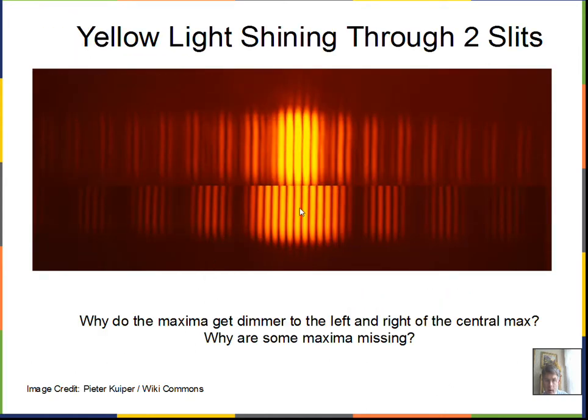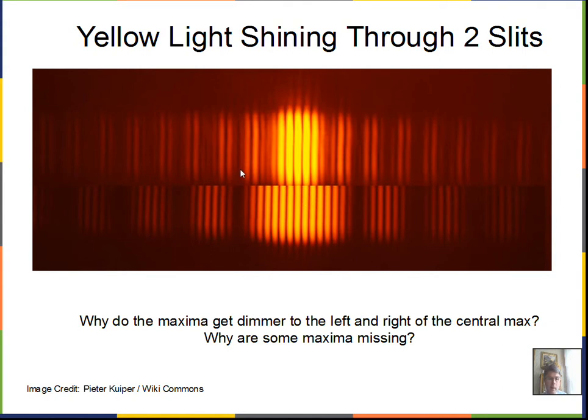So here's yellow light shining through two slits. Each of the two slits is a single slit. The double slit pattern is producing these alternating bright and dark bands here, constructive and destructive interference. Down here, constructive and destructive interference. Why do the maxima get dimmer to the left and the right? You know, d sine theta equals m lambda. That tells you nothing about the intensity of the light.